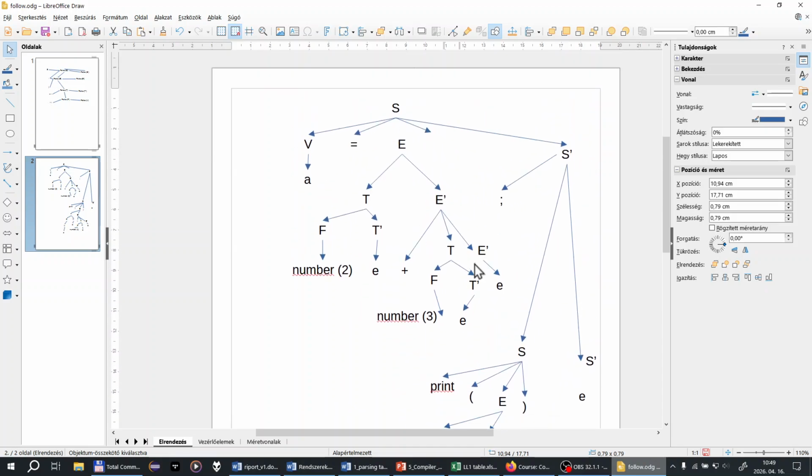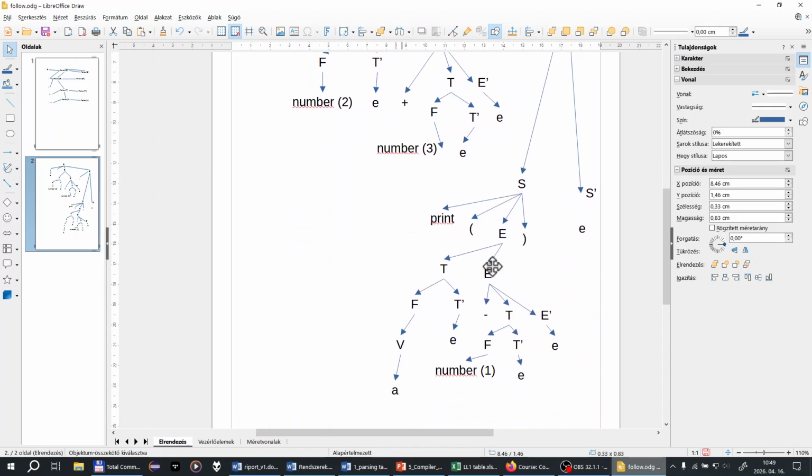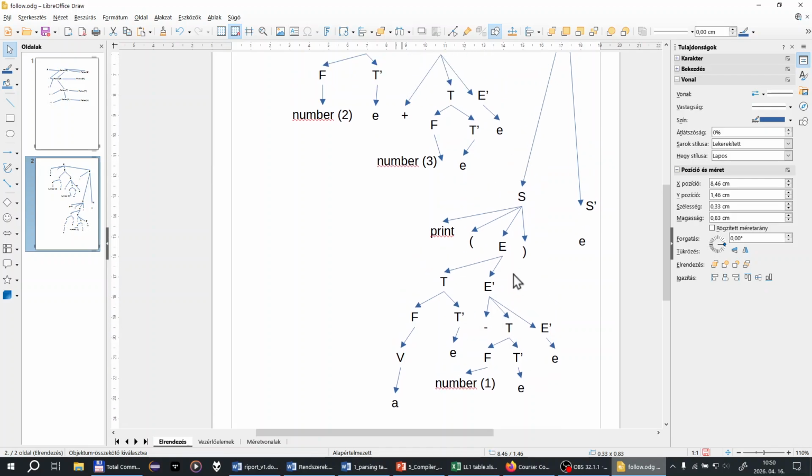Okay, so if we read it, it is A equals 2 plus 3 semicolon print A minus 1. That's it. Okay, it looks good.